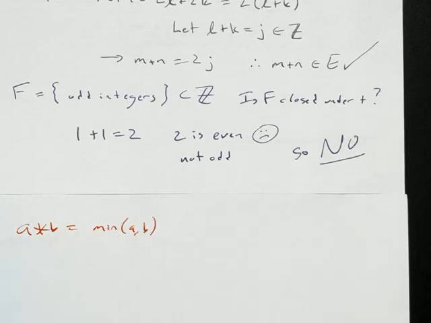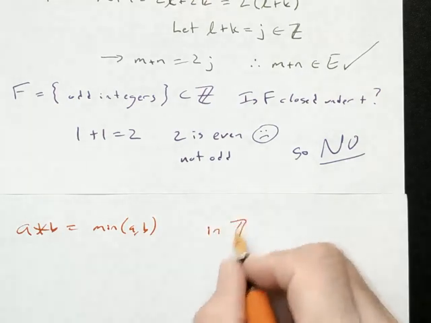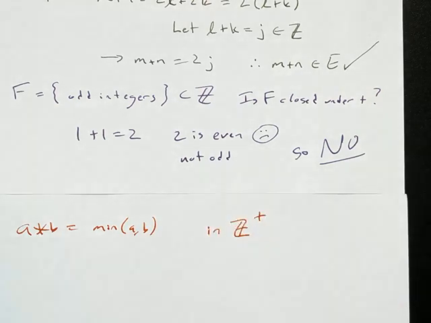My binary operation says pick whichever one is smaller. Now, I need to double check because I didn't write down the set. This is on page 13. These are all based on positive integers, so in Z plus. If I give you two positive integers and ask you which one is smaller, is the result a positive integer? I hope so. You're picking one of the two.